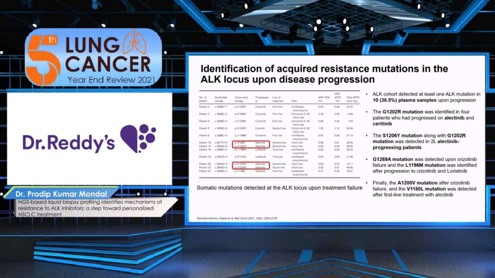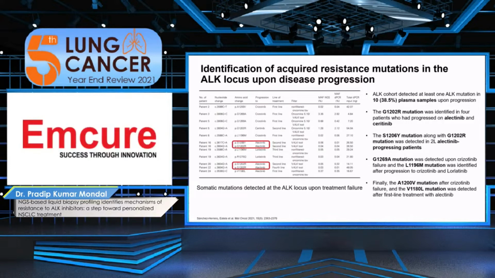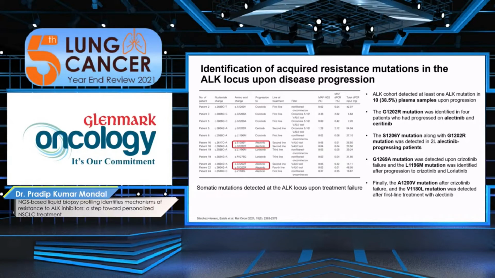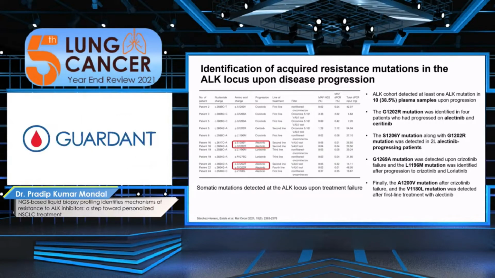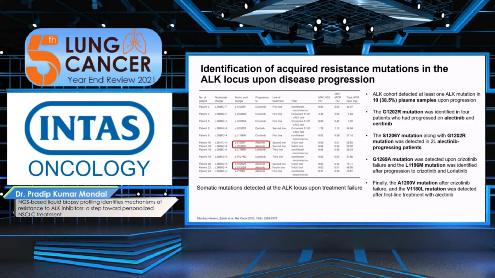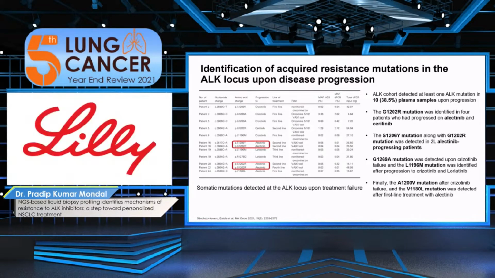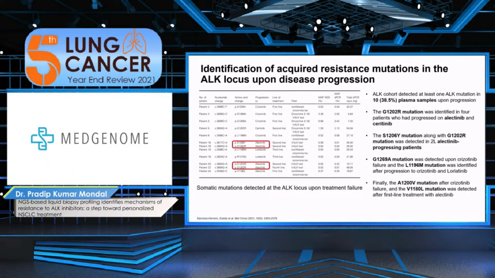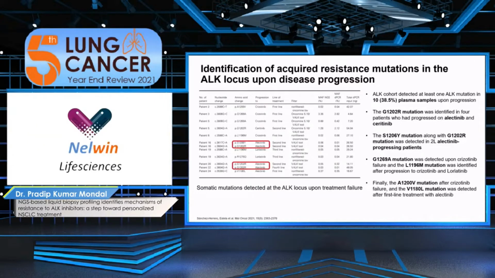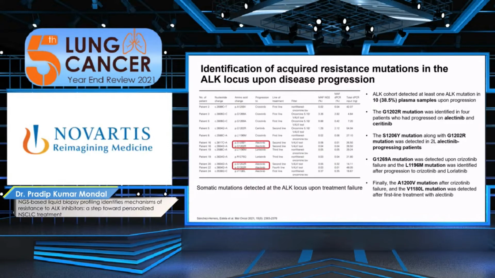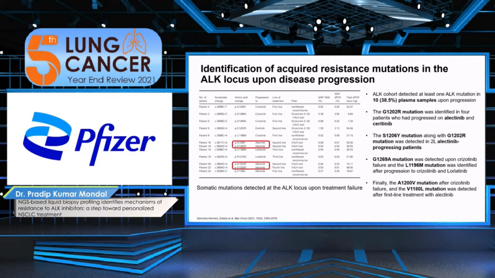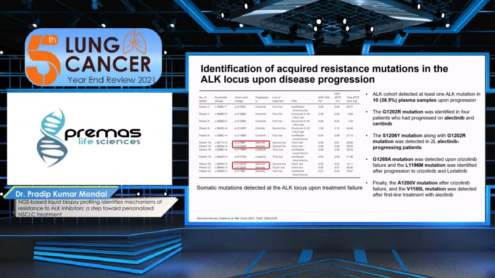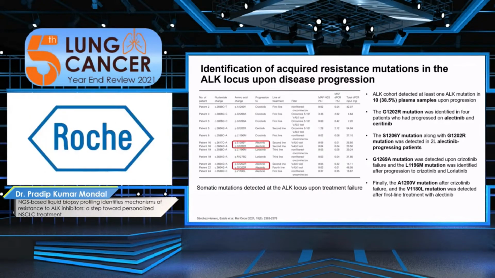The G1202R mutation was identified in 4 patients who had progressed on alectinib and ceritinib. The S1206Y mutation along with G1202R was detected in a second-line alectinib progressing patient, and the G1269A mutation was detected upon crizotinib failure. The L1196M mutation was identified after progression to crizotinib and lorlatinib. Finally, the A1200V mutation after crizotinib failure and the I1171L mutation was detected after first-line treatment with alectinib.